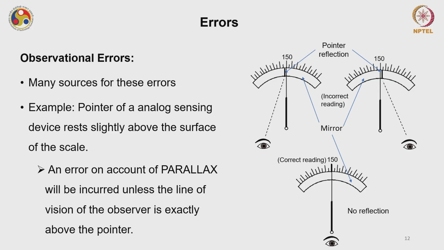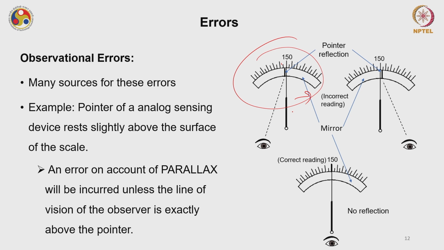Next is observational errors. There can be many sources of these errors. One of the typically given examples is shown here. The pointer of an analog sensing device rests slightly above the surface of the scale. An error on account of parallax will be incurred unless the line of vision of the observer is exactly above the pointer.